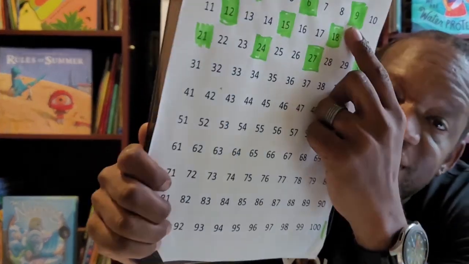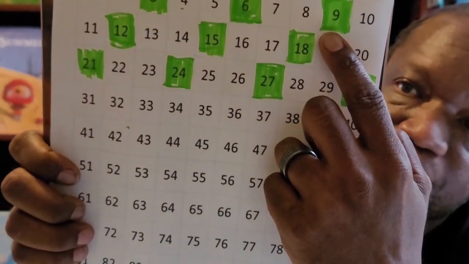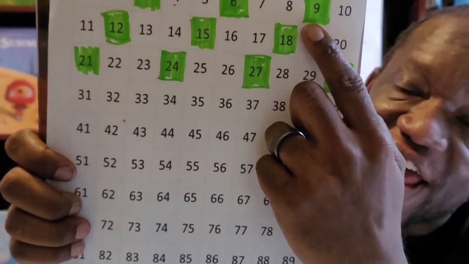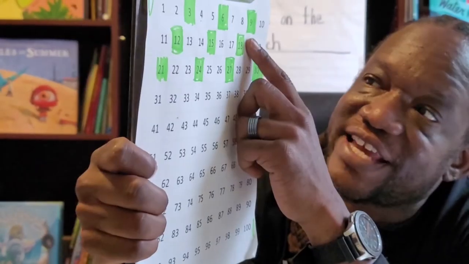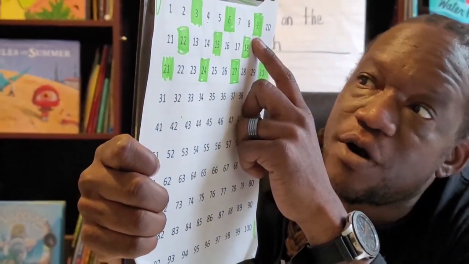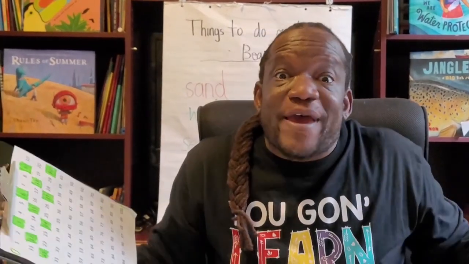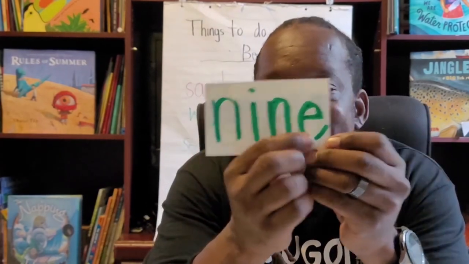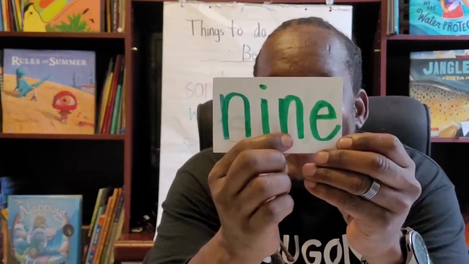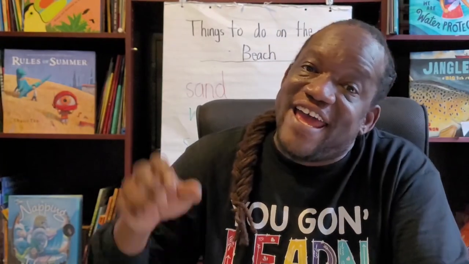What number is this? Can you see that number? Yes, it's a 9. You are right, boys and girls, it's 9. And guess what? Let's spell the word nine, our favorite word. N-I-N-E. Nine. Thank you for being in Room 9, campers.